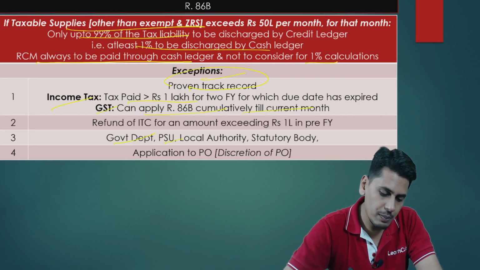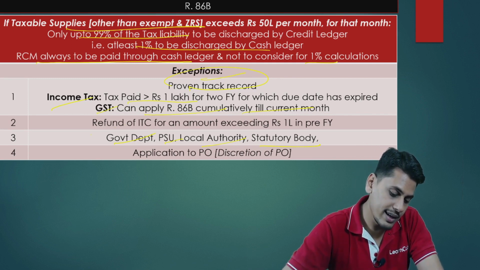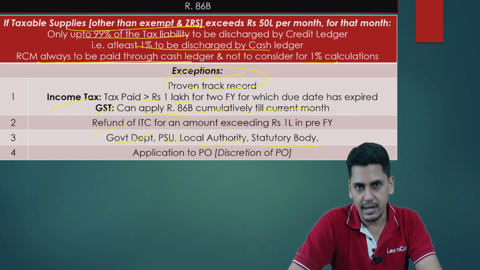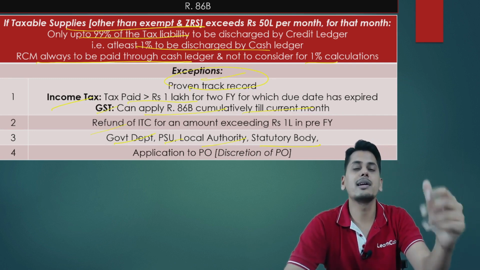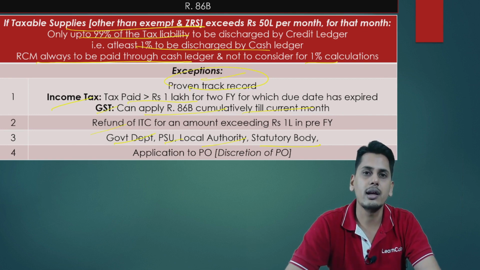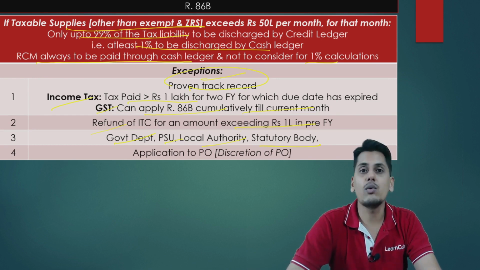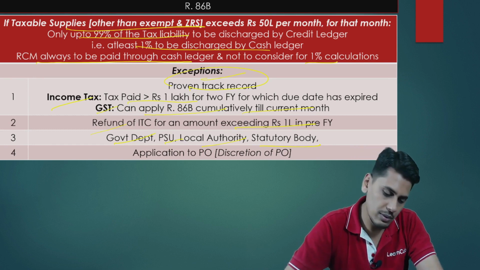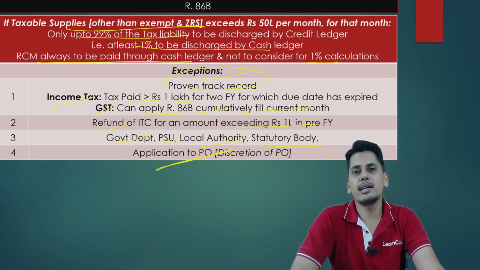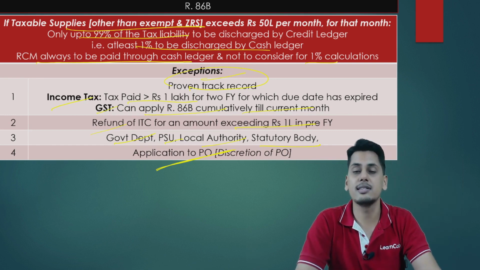Another government department, PSU, local authority, statutory body, 86B is not applicable to them. In case if you have claimed a refund of input tax credit, refund of unutilized input tax credit, either you have made zero rated supplies under letter of undertaking or your duty structure is an inverted duty structure, and if you have claimed a refund exceeding 1 lakh in the preceding financial year, then 86B is not applicable to you. And you can make an application to PO if your case is not covered in either of the relaxations and if your case is a genuine case.